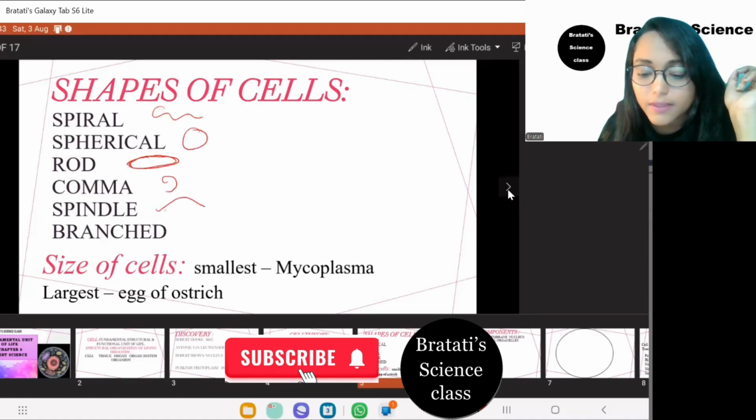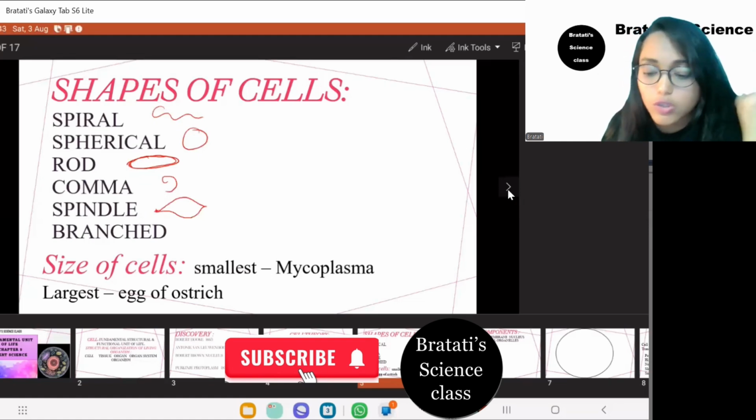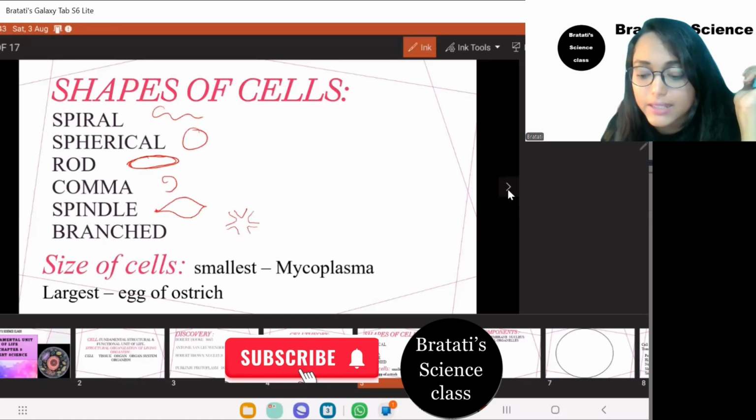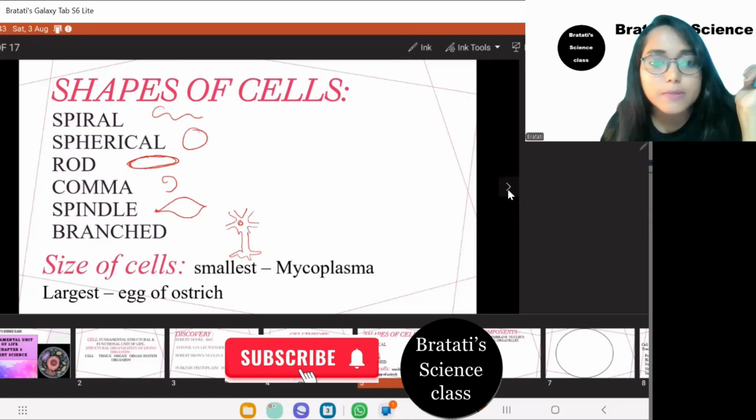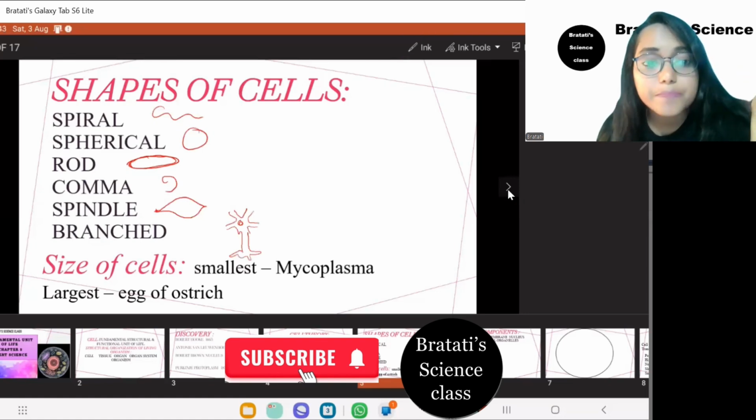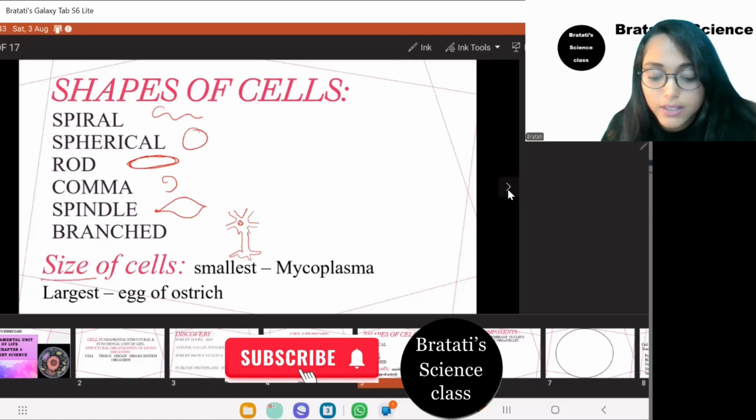Spindle-shaped is like this, where the end parts are sharp and inside there is a swollen part. This is an example of the muscle cell. So spiral, spherical, rod-shaped, comma, spindle-like muscle cells, and also branched, like the neuron or the brain cells. These are the branched kind of thing. So there are different shapes of cells.